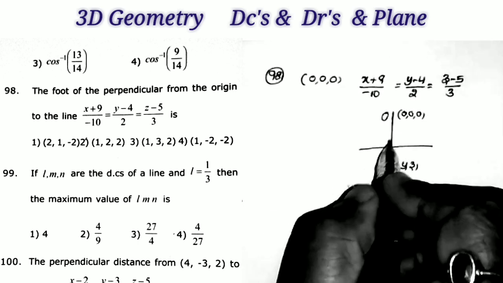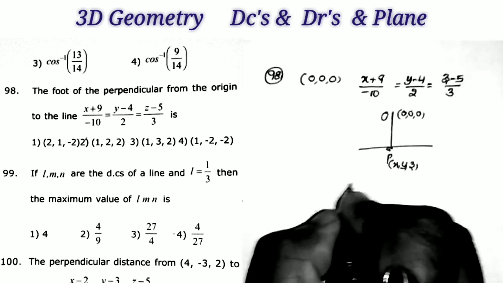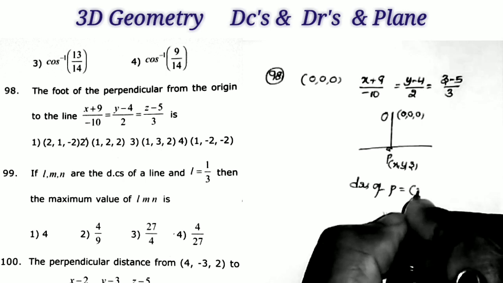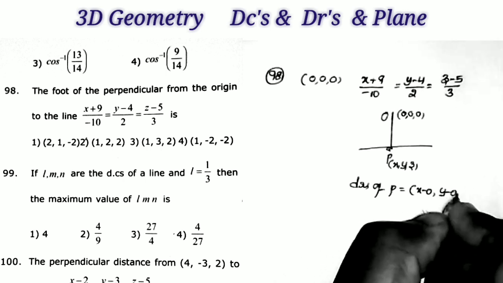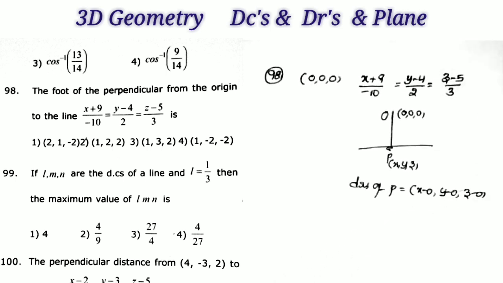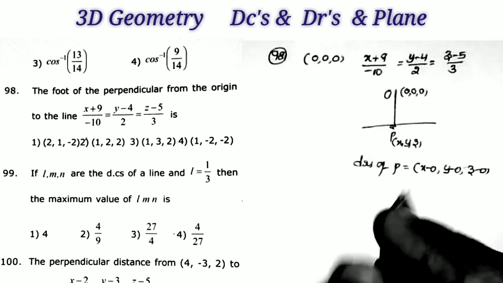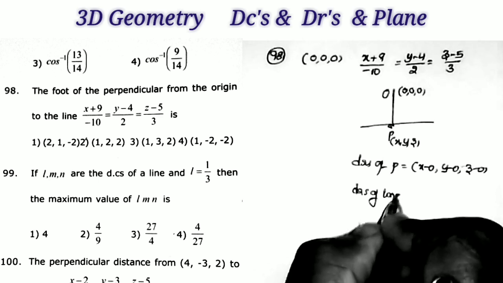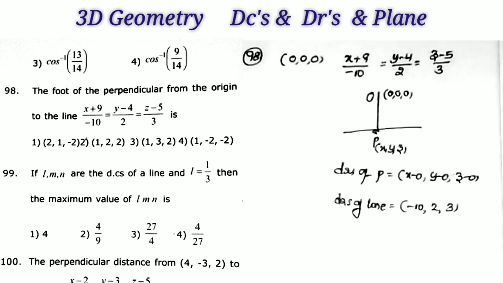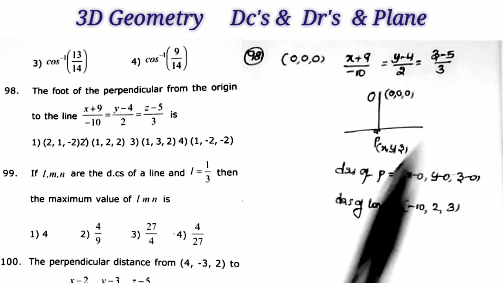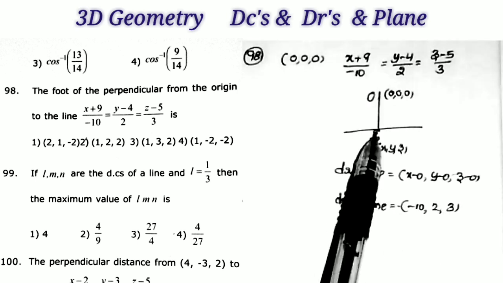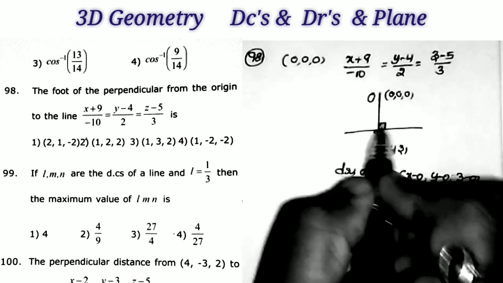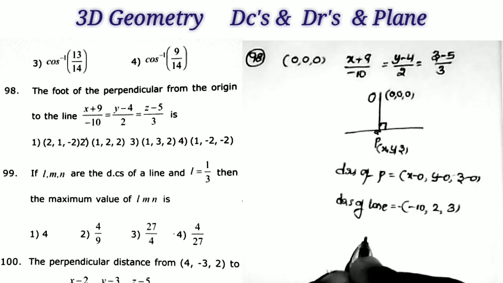Now what are the DRs of this line? DRs of OP is equal to x2 minus x1, y2 minus y1, z2 minus z1. That is x minus 0, y minus 0, z minus 0. Okay. And what are the DRs of the given line? Already clearly we have the DRs of the line, which are minus 10, 2, 3. DRs of OP is equal to x, y, z. Now what is the relation between these two? These two are perpendicular to each other.